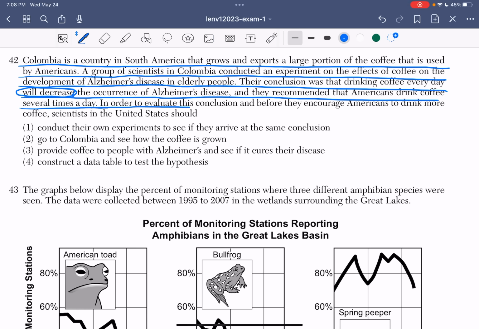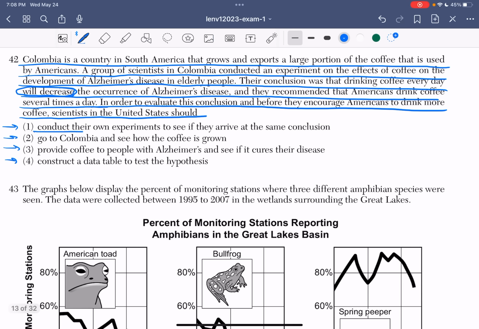In order to evaluate this conclusion and before they encourage Americans to drink more coffee, scientists in the United States should, okay? So let's take a look at the choices and see which one makes the most sense for what we just read. Conduct their own experiment to see if they arrive at the same conclusion. Absolutely. When one country made an experiment, the other country should do the exact same experiment and not change a thing and see if they come up with the same exact conclusion.